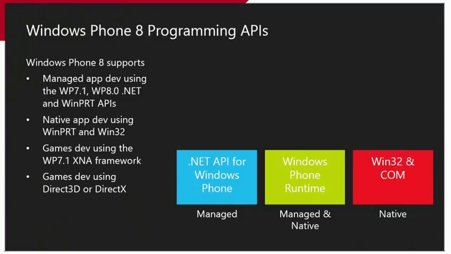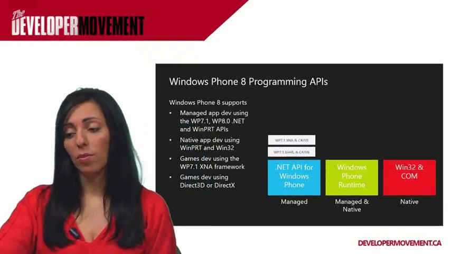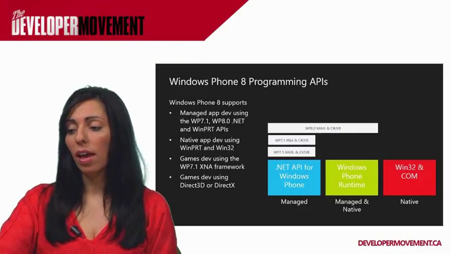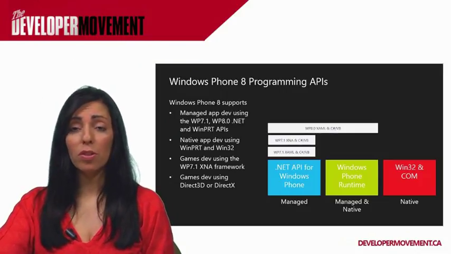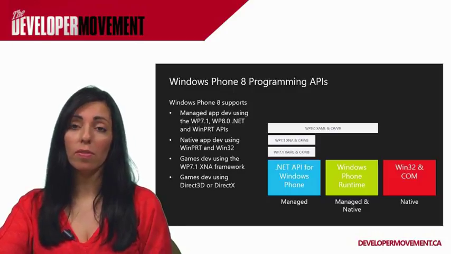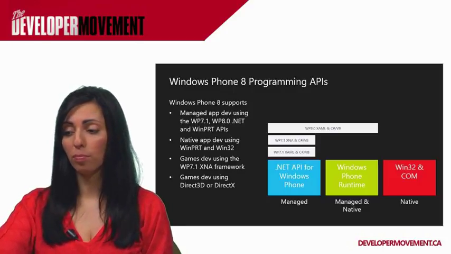Let's look at some of the programming APIs that are available. So managed app developers can use the .NET API for Windows Phone, as well as the new Windows Phone Runtime APIs that are available. And native code developers can also access the Windows Phone Runtime APIs, and they also have access to the Win32 and COM APIs. So as you can see, you can continue developing the same type of apps that you've developed in Windows Phone 7, both managed apps and XNA related apps for game development. And in Windows Phone 8, you can have access to some of the new features and capabilities that are available on the new platform.